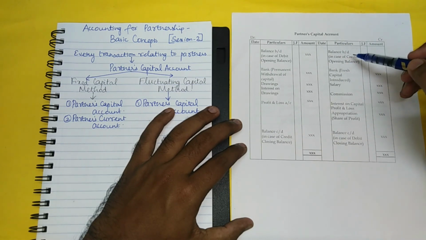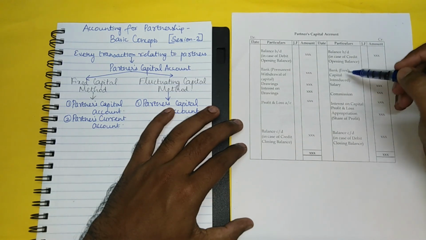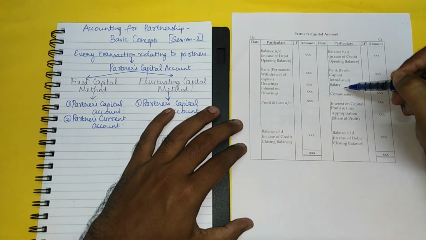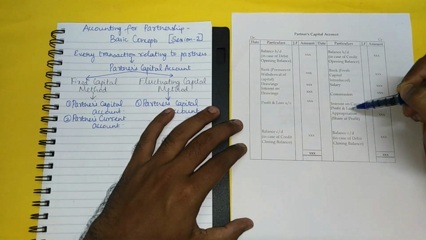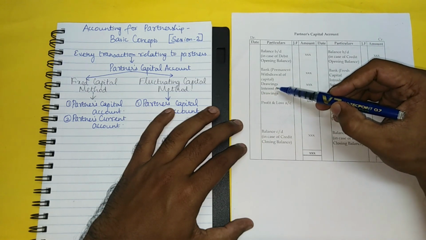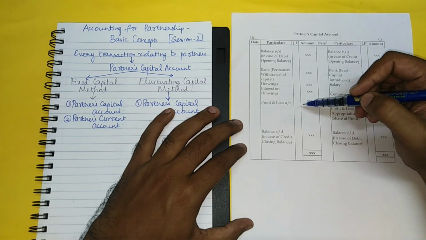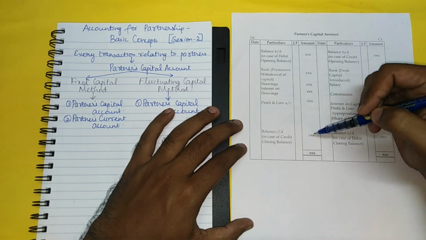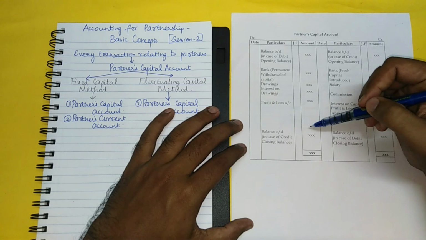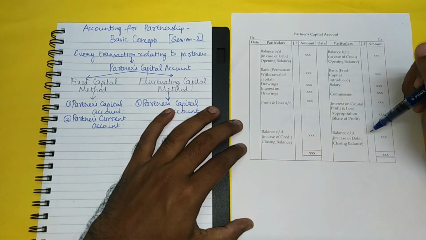You will be having the opening balance either on the debit side or credit side. Then in the credit side, you will be having bank, that is the fresh capital introduced. Then salary, commission, interest on capital, profit and loss appropriation, that is share of profit. In the debit side, you will be having permanent withdrawal of capital, drawings, interest on drawings, profit and loss, that is appropriation of loss. While balancing, you may get the balance either in the debit side or credit side. So if you get it in the debit side, it is a credit closing balance. If you get it in the credit side, you will be having a closing debit balance.